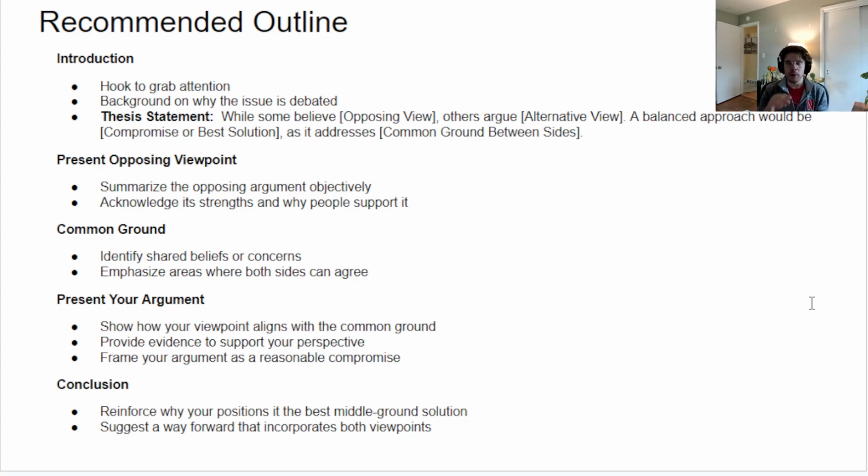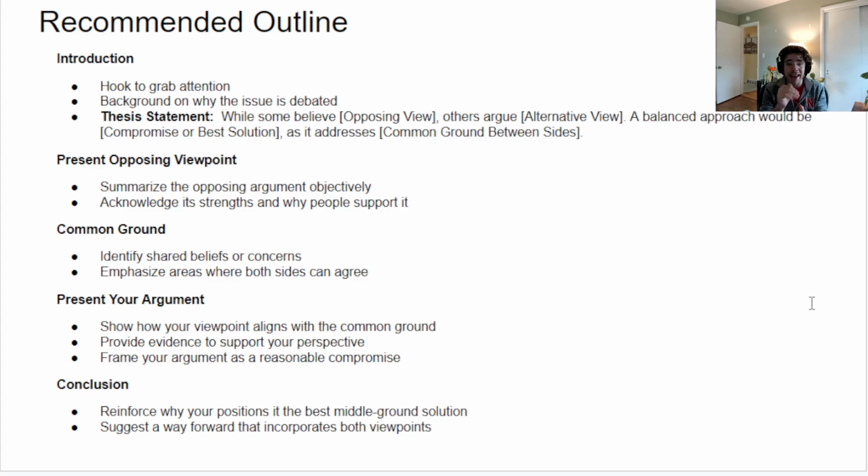We want to look at facts. We want to look at statistics, and then we want to reason what those facts, statistics are and what they do. You're going to acknowledge the strengths. You're going to acknowledge that people really believe that this is a good solution, right? That's what the opposing argument is.